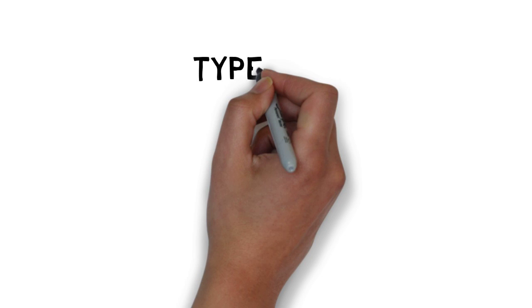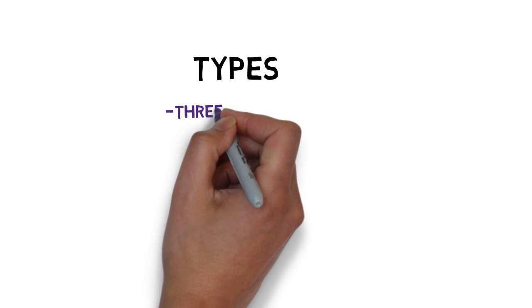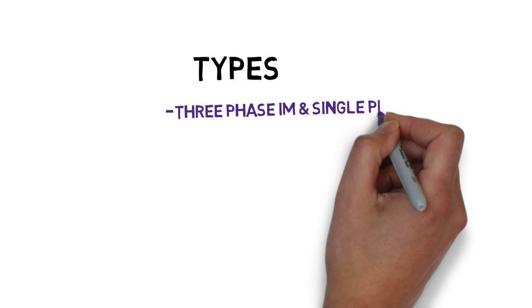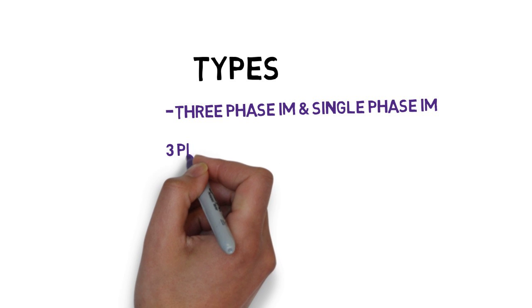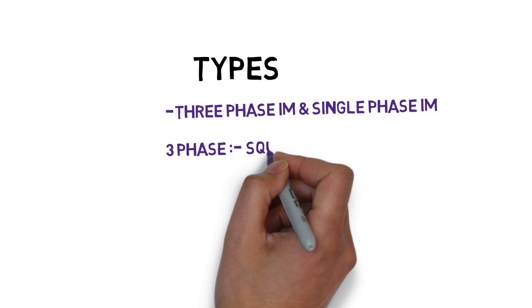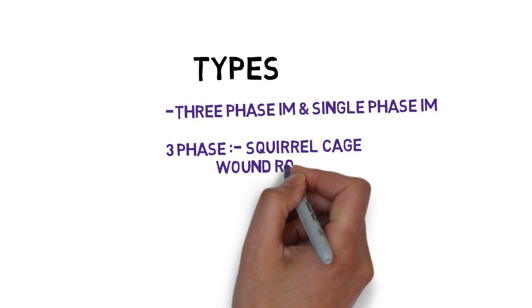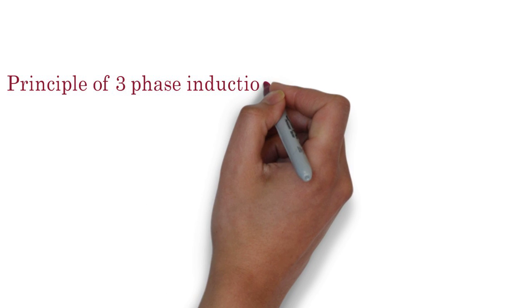As the induction motors are AC motors and we all know that AC is classified as single phase AC and three phase AC, the motors are also classified as single phase and three phase induction motors. The three phase induction motors are again classified as squirrel cage motors or wound rotor type motors. Now we'll move towards the principle of operation of three phase induction motors.